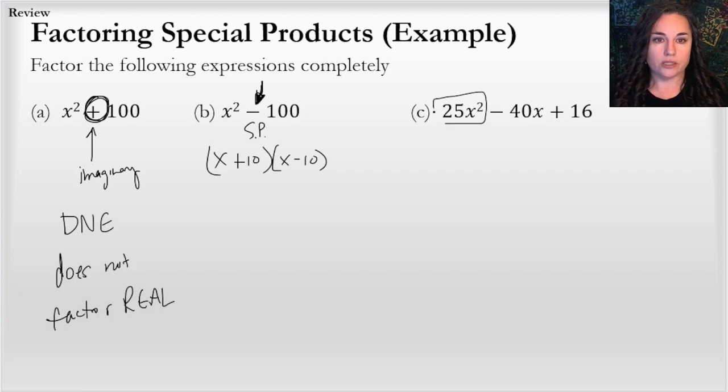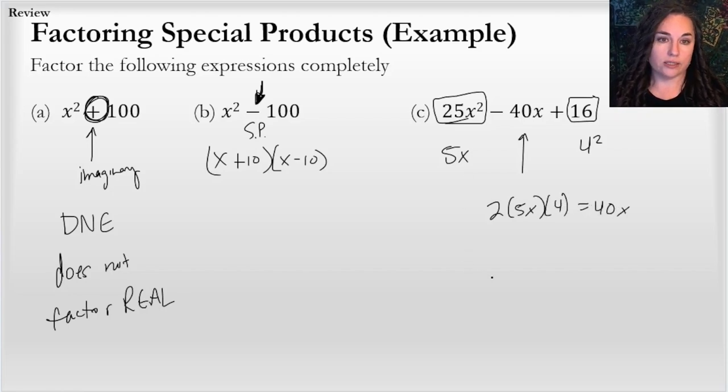Over here, I'm going to notice that this is 25x squared. That's a perfect square, 5x. I'm going to notice that this is 4 squared. 16 is a perfect square. And then I'm going to notice in the middle that this is 2 times 5x times 4. That's 40x. So when I do this, I'm going to recognize that this is just going to be 5x minus 4 squared. Done. I'm not playing any more games on factoring other than that.